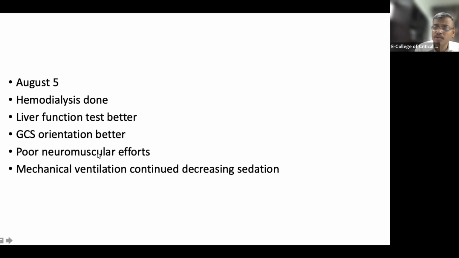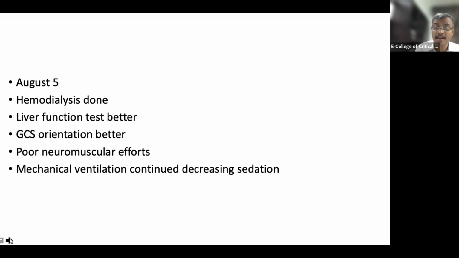So poor neuromuscular efforts, how to manage? I'm telling, mobilize the patient to chair. Even though the patient is on a ventilator with the tube, try to keep the patient on the chair. Okay, that is very important. Even in the bed, keep the patient in propped up position 45-degree. For any patient, if there is no contraindication like a spine pathology or hemodynamic instability, immediately make him propped up 40-45-degree. Make sure that position is appropriate for weaning. Okay. Mechanical ventilation continues, decreasing sedation.